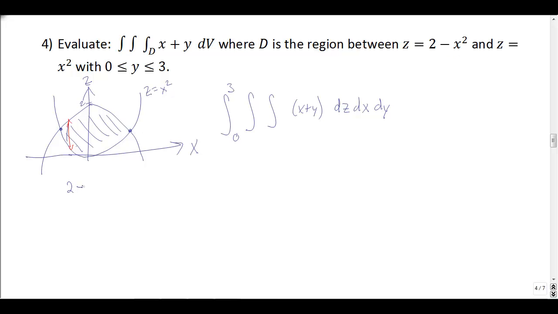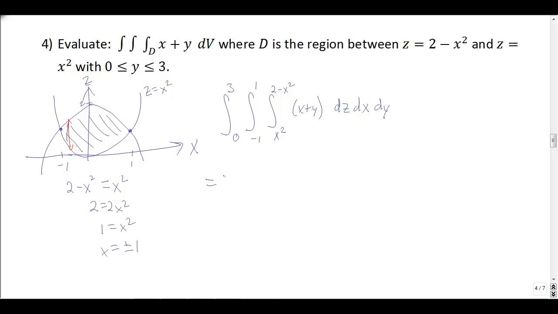So to figure those out, I have to do 2 minus x squared equals x squared. So I'm saying 2 minus x squared equal to x squared. You give me 2 equals 2x squared, 1 equals x squared. X is plus or minus 1, so I have a minus 1 and a plus 1. So x is going to go from minus 1 to plus 1, range here. And then z just goes from the bottom function, which is x squared, to the top function, which is 2 minus x squared. Now we just need to integrate this.